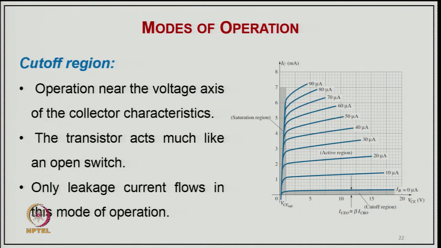The first region is the cutoff region, near the voltage axis, where the base current is 0 and you will have almost negligible collector current even if you have different voltages applied to VCE. Since it works as an open circuit, we call this the cutoff region. It is the shaded portion here, and the transistor acts much like an open switch, with only leakage current flowing, as it is shown here also.